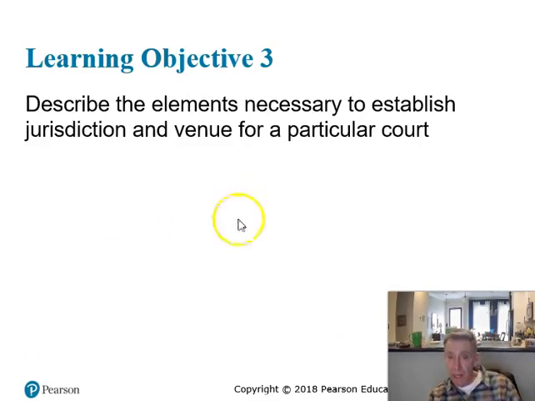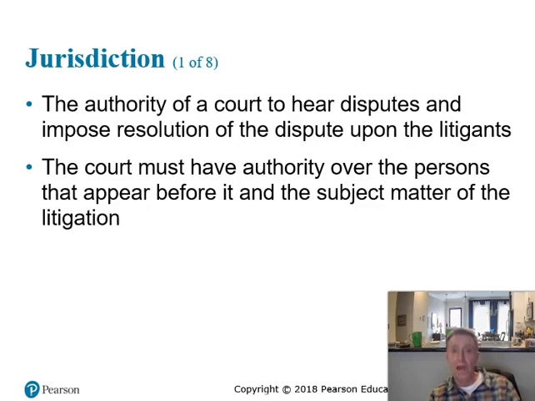Learning objective 3, describe the elements necessary to establish jurisdiction and venue for a particular court. So this is huge. We covered it in other classes, but it's kind of boring, so it's easy to forget. Jurisdiction is the authority of a court to hear disputes and to impose resolution of the dispute upon the litigants. The court must have authority over the persons that appear before it and the subject matter of the litigation.